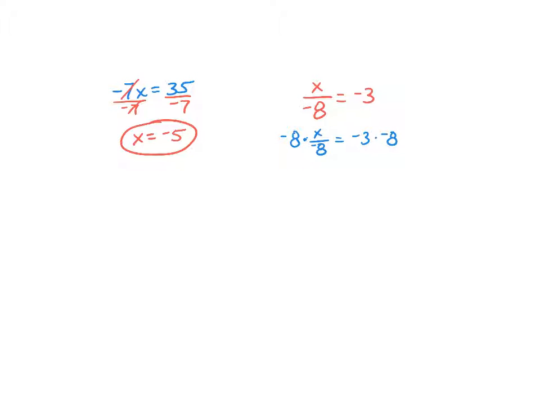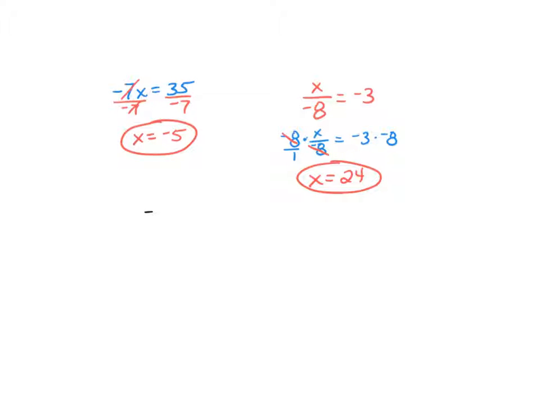Once again, on the left-hand side, I have negative 8 times x over negative 8, and I could think about that as negative 8 over 1. And the negative 8's cancel, just leaving me with x. And on the right-hand side, negative 3 times negative 8 gives me a positive 24. So the answer to this is just x is equal to 24.